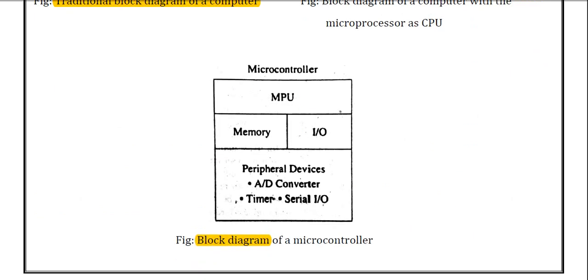Now the microcontroller. In this section we have the block diagram of microcontroller. We first have the MPU, then the memory unit, then IO, meaning the input and output section, and some peripheral devices: AD converter, meaning analog to digital or digital to analog converters, the timers for clock, and the serial IO for serial input and output devices. In this microcontroller all separate components are integrated in one part. That is why it is known as the microcontroller.